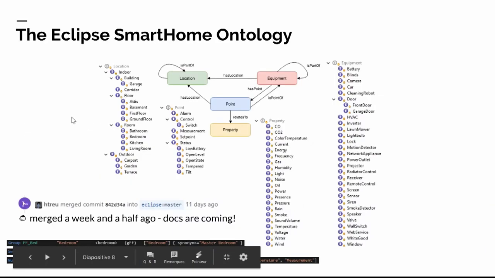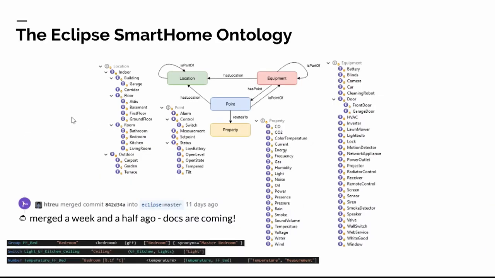And this is currently the smart home ontology as it stands now. So if you have, for instance, a location, you can identify it as a first floor. You'll notice that it is a hierarchy. So first floor is a kind of floor. Garage door is a kind of door. So we'll see how it translates to natural language queries after that.